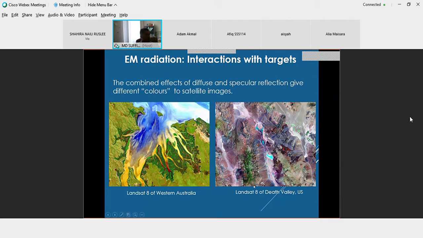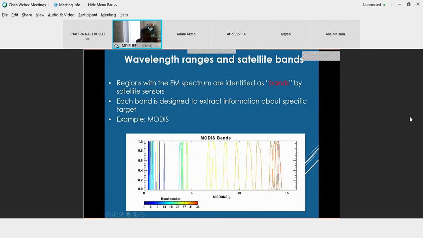Begitu juga dengan kawasan, kalau kita tengok kat sini, soil, ataupun rock, it depends on the rock types. So dia akan absorb dan juga scatter different wavelengths. So it will give different colors. And then wavelength range, and satellite band.